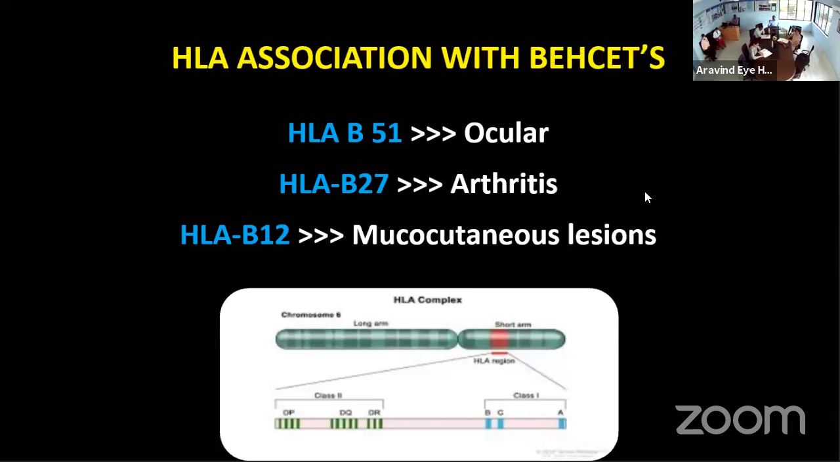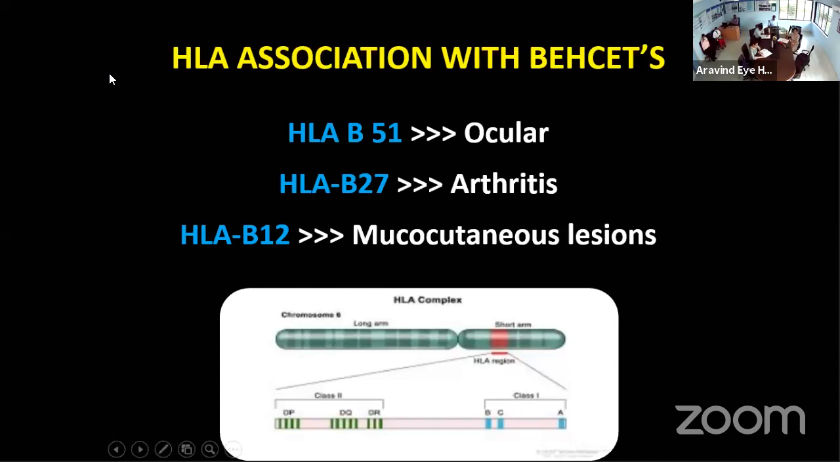It's more common in ocular disease. HLA B27 is more common in arthritis. B12 is more suggestive of a mucocutaneous variant of Behcet's. To recap, HLA, as you know, stands for human leukocyte antigen complex. And where is the chromosome located? It's located in the petit or the short arm. Okay, so it has A, B, C. Different genes or loci are there.